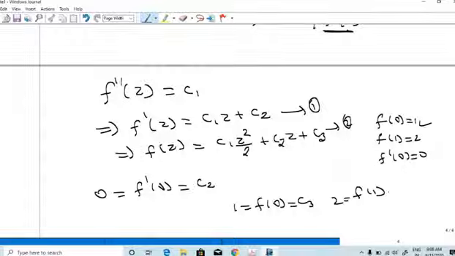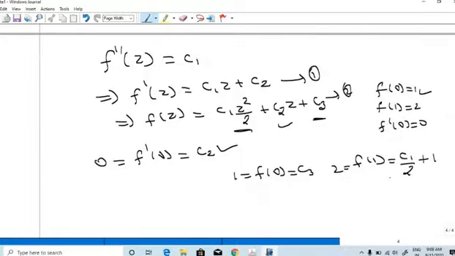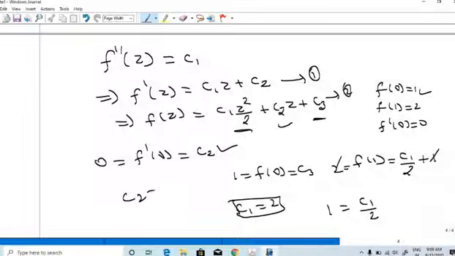Now substitute z equal to 1 in the second equation. So we get C1 by 2, because z square is 1, and we know that C2 is 0, and then plus C3 which is 1. Now simplify this: the 1 and the 2, 1 cancel. Therefore 1 equals C1 by 2. Now cross multiply, we get C1 equal to 2. Therefore C1 equals 2, C2 equals 0, and C3 equals 1.